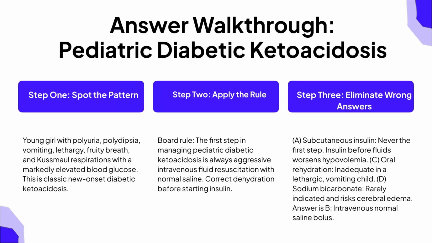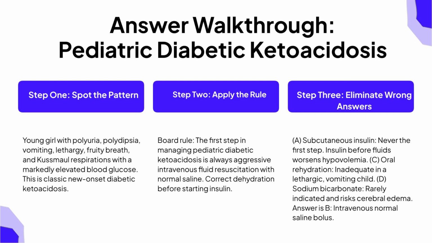Let us break this down step by step. Step 1. Spot the pattern. A young girl with polyuria, polydipsia, vomiting, lethargy, fruity breath, deep rapid respirations, and a markedly elevated blood glucose. This is a classic new-onset diabetic ketoacidosis presentation. Step 2.